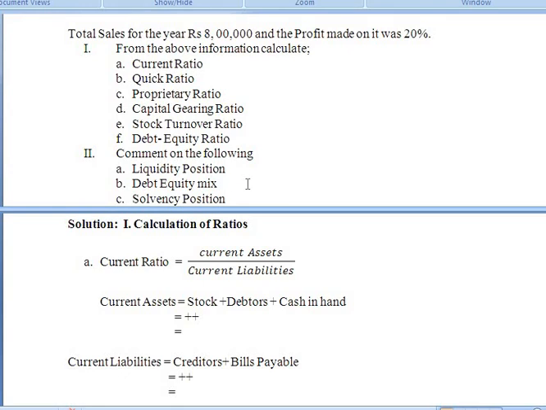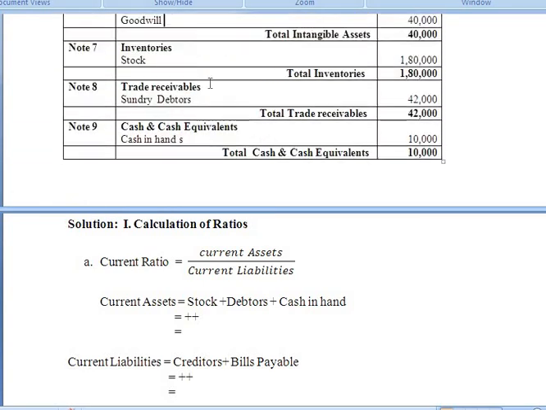I hope you understood what we need to find out in this case study. First, we'll calculate all the ratios and then we'll comment on the liquidity position, debt equity mix, and solvency position of the firm. So next line, write calculation of ratios. First one is current ratio.